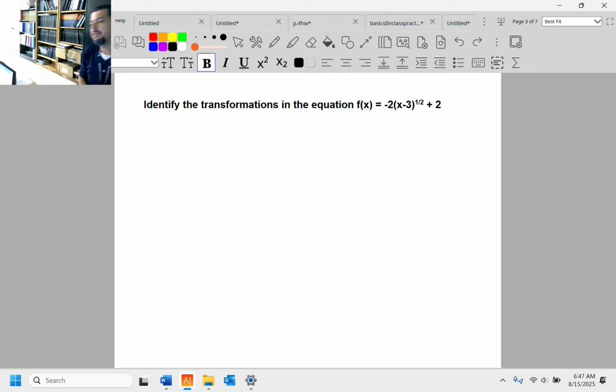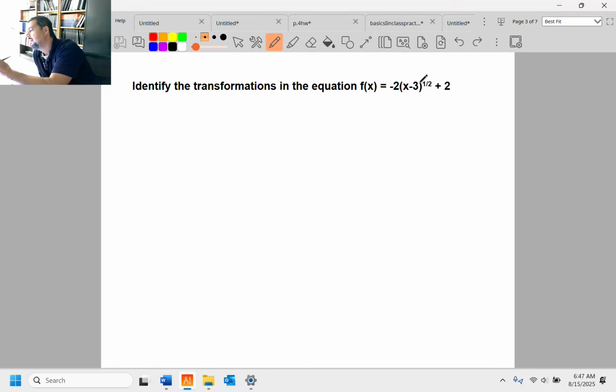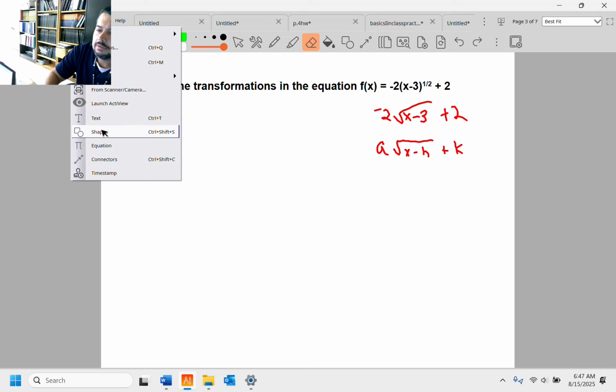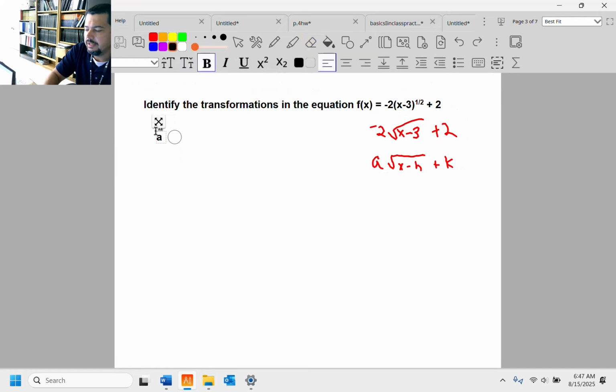All right, identify the transformations in the equation f of x equals -2, parentheses x minus 3 to the 1/2. And again, note the 1/2, that's the same as -2 square roots of x minus 3 plus 2. So we're just going to line up with our form, a square roots of x minus h plus k. I should have written minus h plus k. So I see that a is -2.